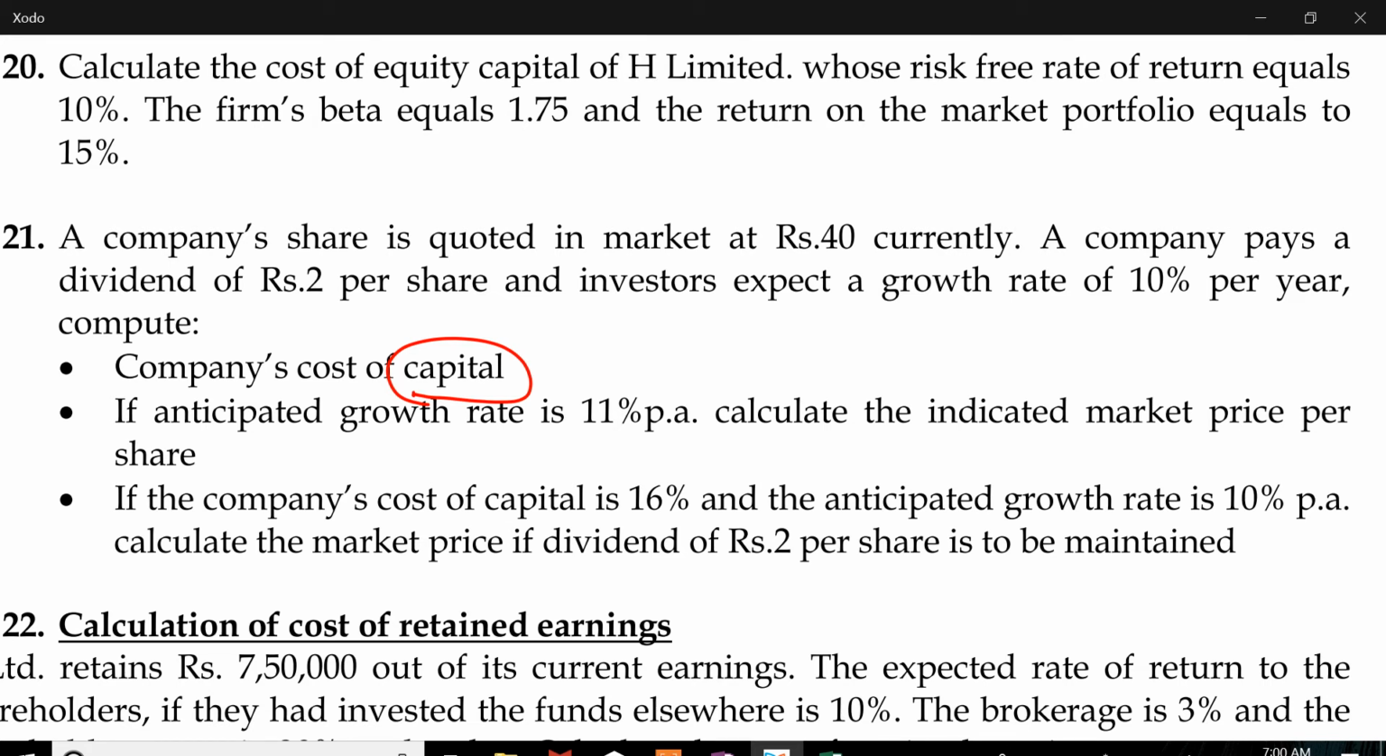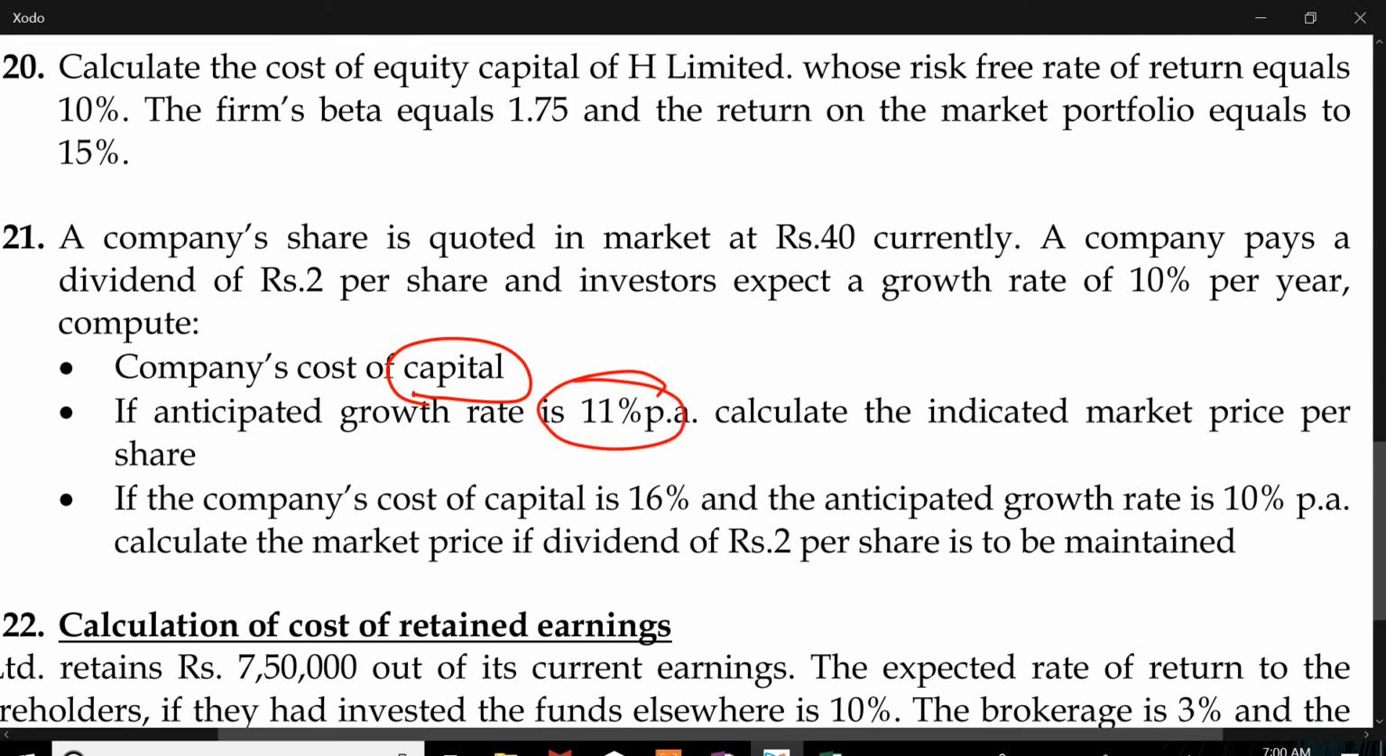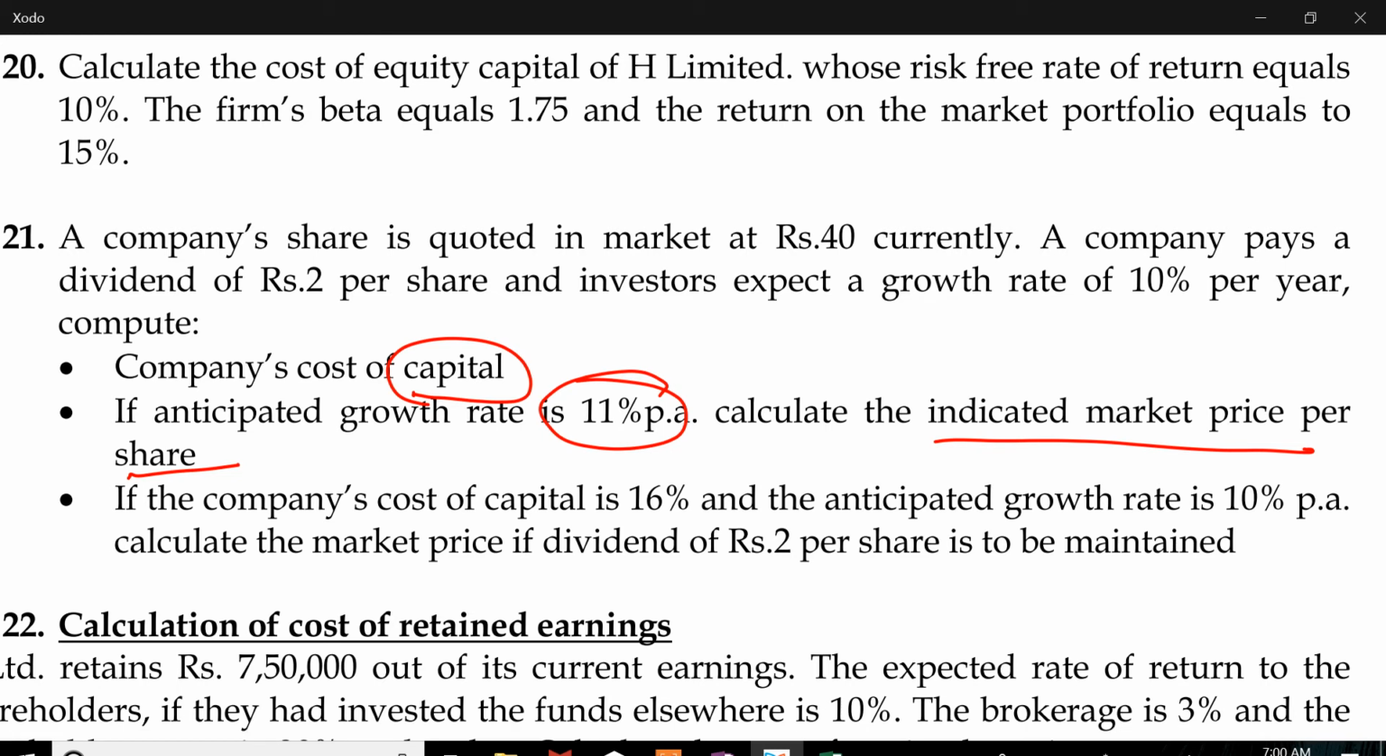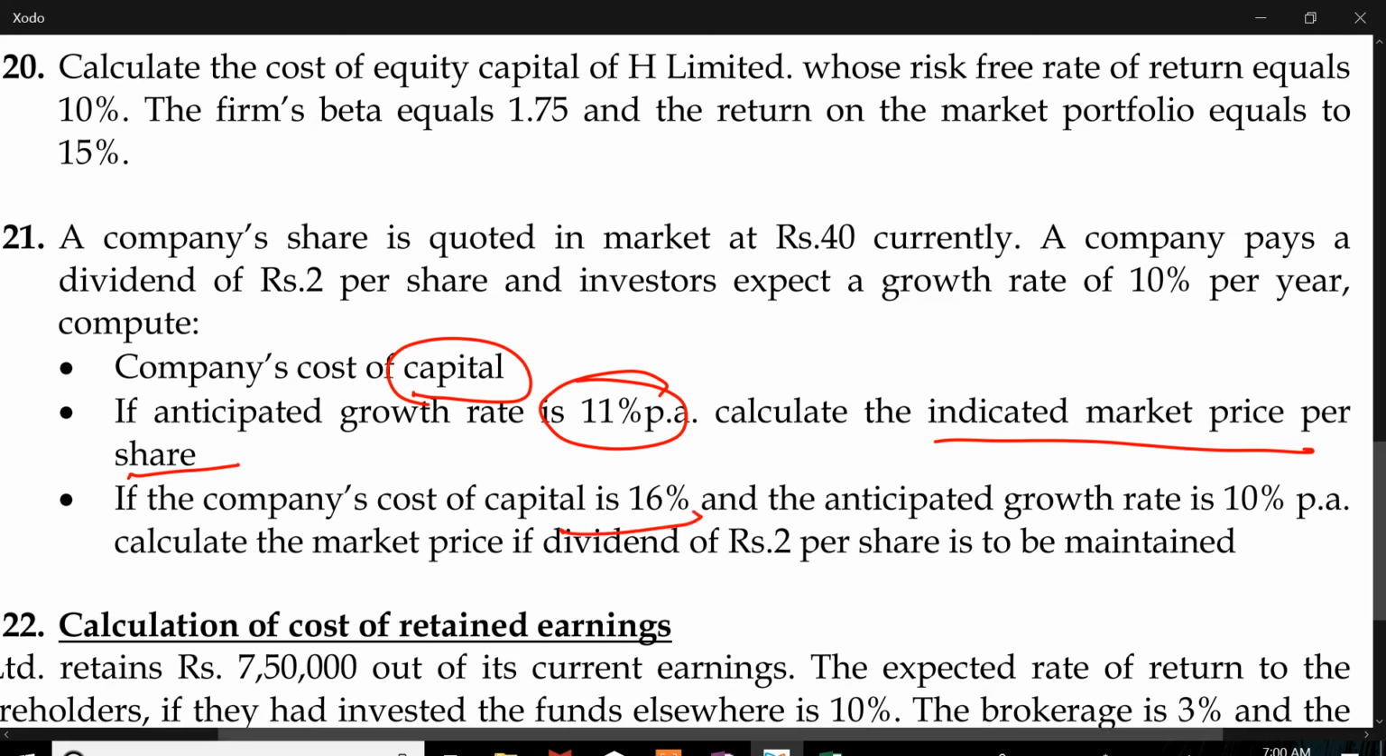The formula which we will use is D1 by P naught plus growth rate. Wait for some time. After calculating this cost of equity, you will rewrite the same cost of equity and same formula, but change the growth as 11%. When you change it as 11%, the balancing figure will be P naught, because with 10% you will get a cost of equity. If that cost of equity continues with 11%, obviously the price has to undergo a change. Third part, they are giving some cost of equity, they are giving some growth rate, and again the balancing figure is market price.